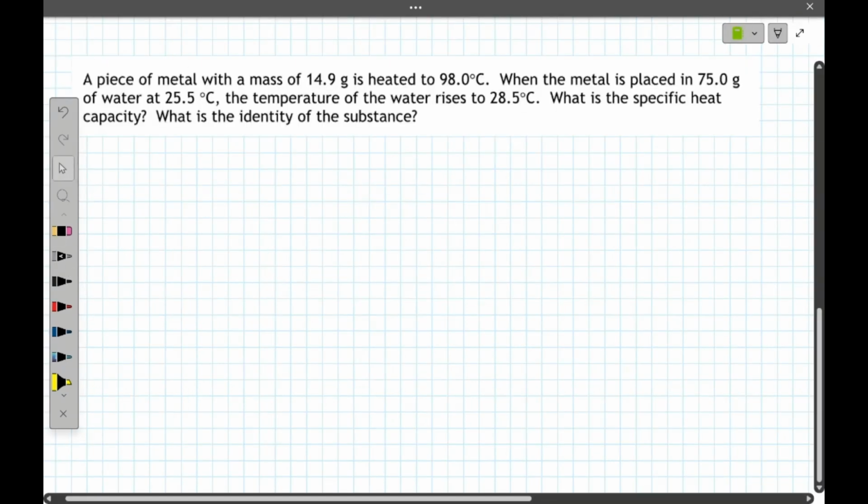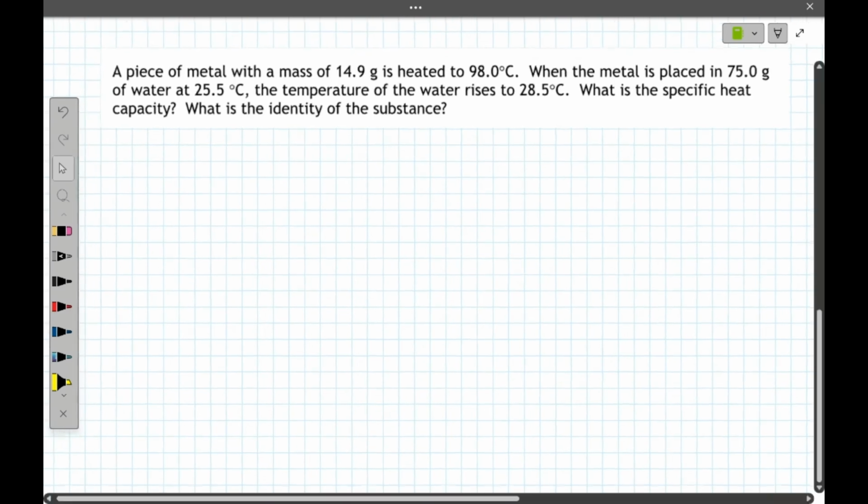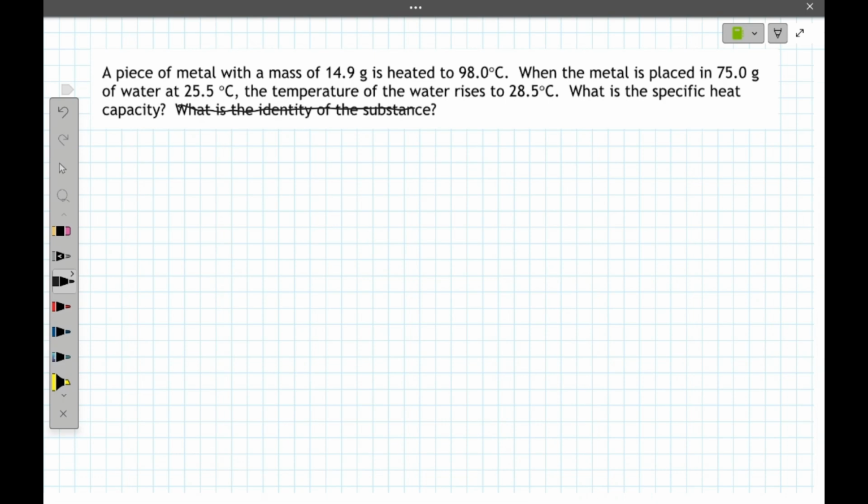Okay, example 2. A piece of metal with a mass of 14.9 grams is heated to 98 degrees Celsius. When the metal is placed in 75 grams of water at 25.5 degrees Celsius, the temperature of the water rises to 28.5 degrees Celsius. What is the specific heat capacity? So, the specific heat capacity pertains to the metal. So, what is the specific heat capacity of the metal?